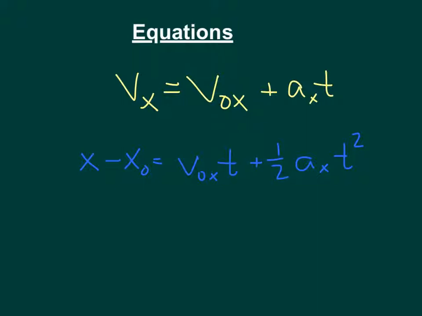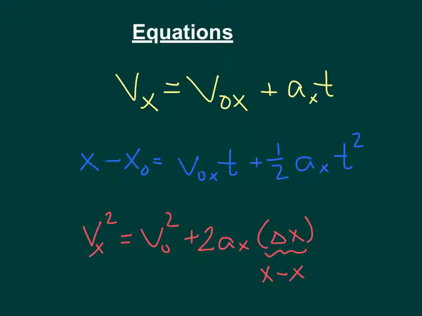Now in the x equation for projectile motion, this is really useful, as when this a goes to 0, it makes things a little bit easier. And your third equation is for when you don't have time: v final squared equals v initial squared plus 2 times your acceleration times your change in x. And remember that this change in x is just your final x minus your initial x. So let's see what we can do with these.